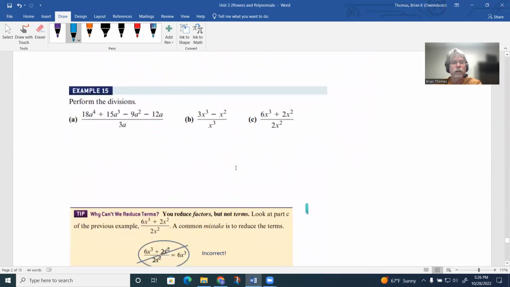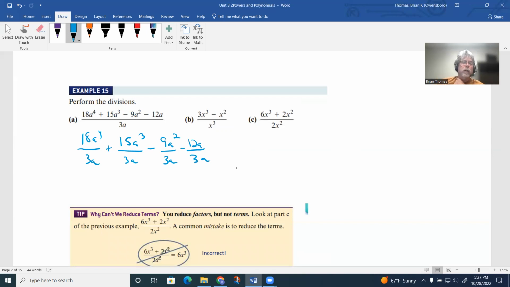What we haven't done is something like this. So 18a to the 4th plus 15a to the 3rd minus 9a squared minus 12a divided by 3a. Now, to divide this, the easiest way to do it is separated into 4 separate division problems. So we can write this as 18a to the 4th over 3a plus 15a to the 3rd over 3a minus 9a squared over 3a, and then minus 12a over 3a. So all of a sudden, we got to do what we just did a minute ago 4 times. So if you're good with some mental math, this isn't so bad.